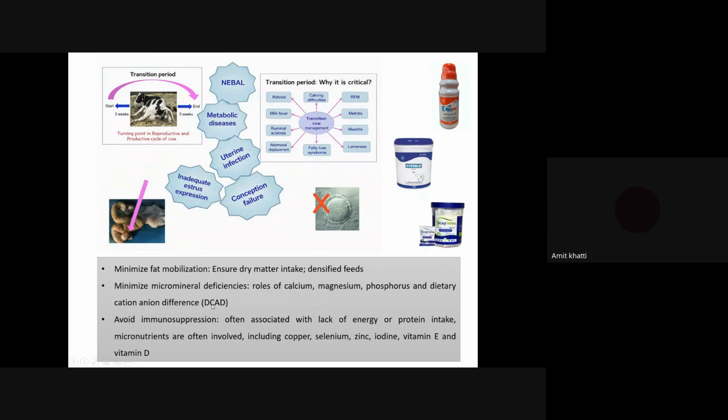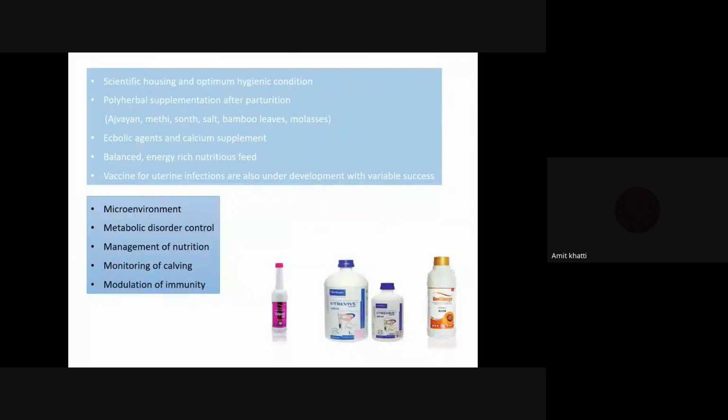Dietary cation anion difference should also be managed. The cation and anion balance in the mineral mixture and diet should be taken care of to avoid any kind of metabolic predisposition of the animal. And obviously, ultimately, if immunity is improved or maintained optimally, then the occurrence of postpartum uterine infection can be reduced. So how can we maintain it?